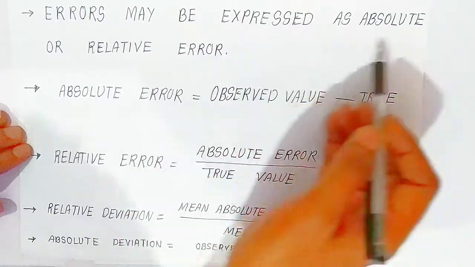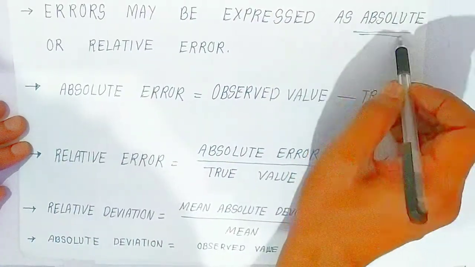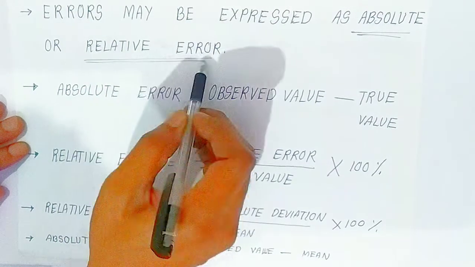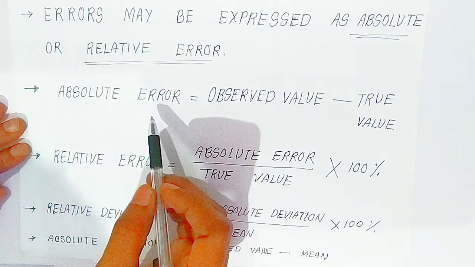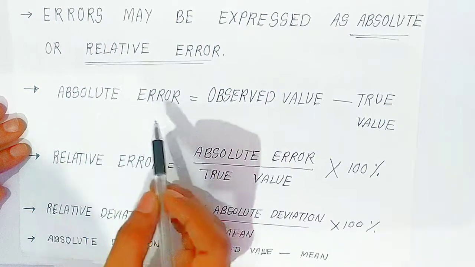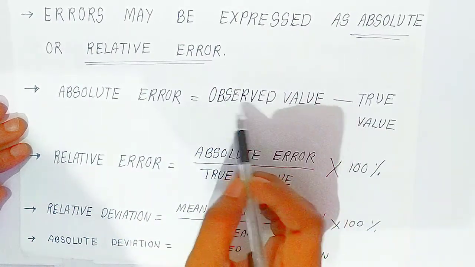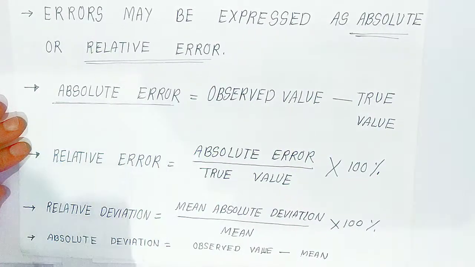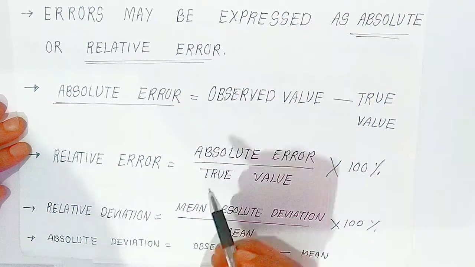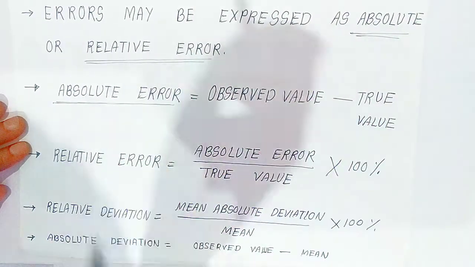Errors may be expressed as absolute error or relative error. What is absolute error students? Absolute error means how much error is there. So how are you going to find the absolute error? If you know the true value and you have got the observed value, if you subtract, you will get the absolute error. Observed value, whatever reading you have got, minus true value, gives the absolute error.